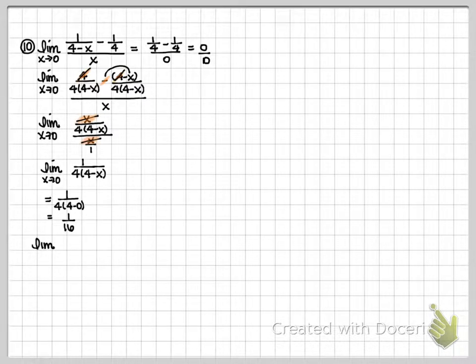So the limit as x approaches 0 of my original function, which was 1 over 4 minus x, minus 1/4 all over x, and I ended up getting 1/16 at the very end. All right, let's take a look at the next one.